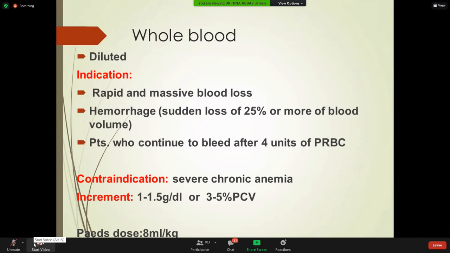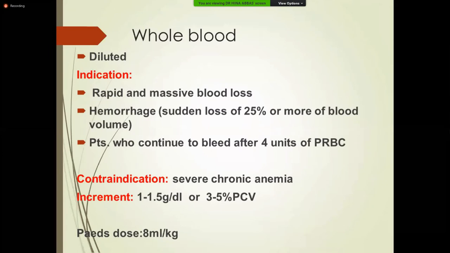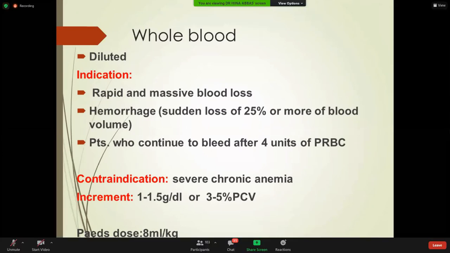So at that stage, the patient might coagulate with the whole blood. And the severely bleeding patient, bleeding patient, this means that hemostasis is defective and RBCs are lost. So in that condition, you will again prefer the whole blood over the packed RBC. Packed RBC are a typical indication for anemic patients. Contraindication is severe chronic anemia.